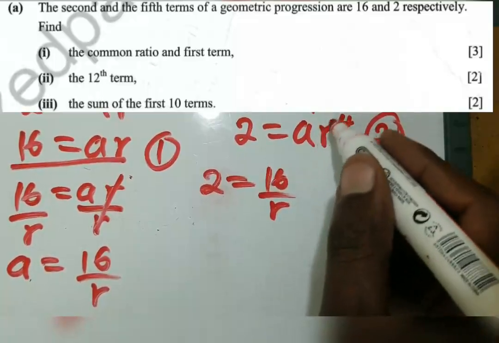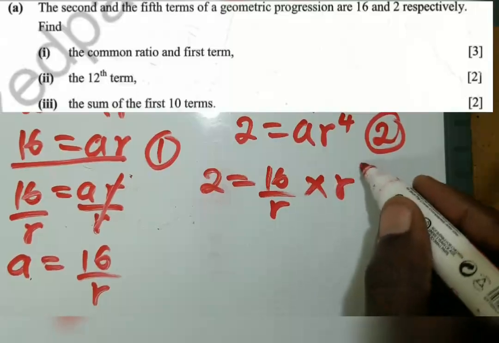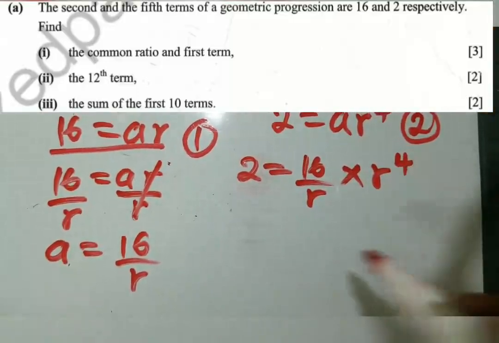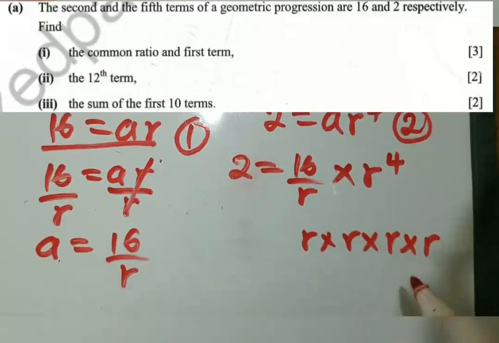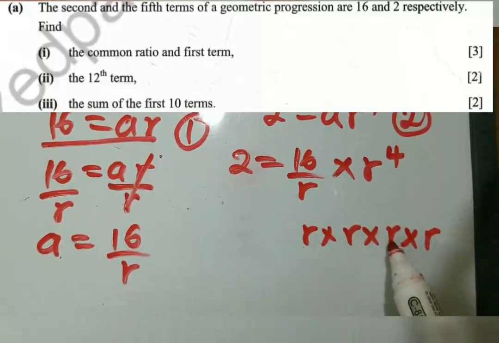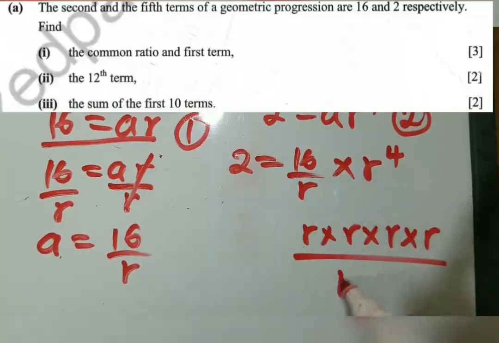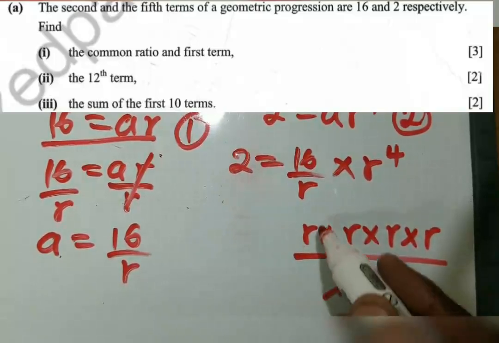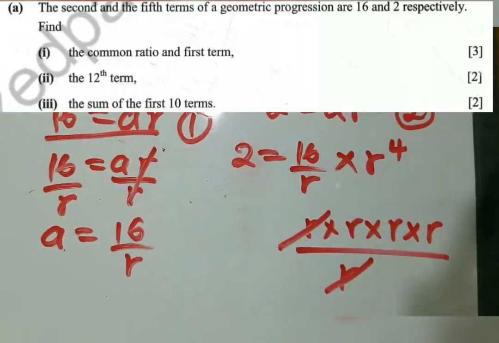Then you know that here they are multiplying by R to the power what? To the power 4. R to the power 4 just means that there is R times R times R times R, like that. There are 4 R's: 1, 2, 3, 4. Then we have 1 R here which we are dividing by. When we are dividing, we are cancelling or subtracting, like that. So we have cancelled 1 R.